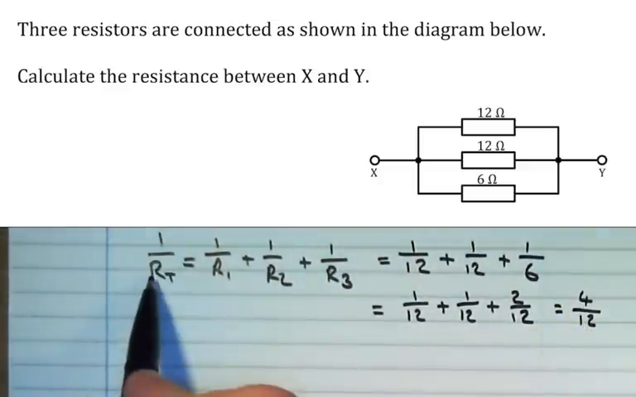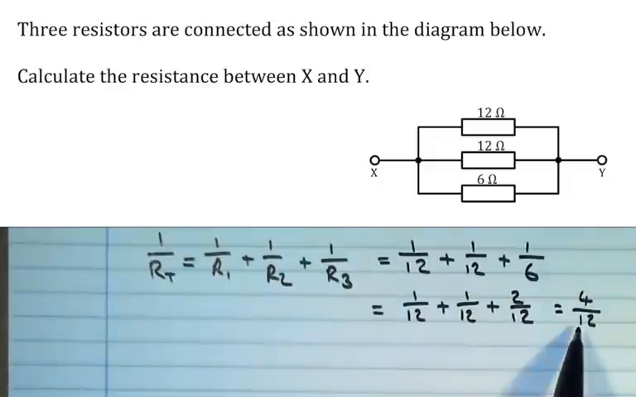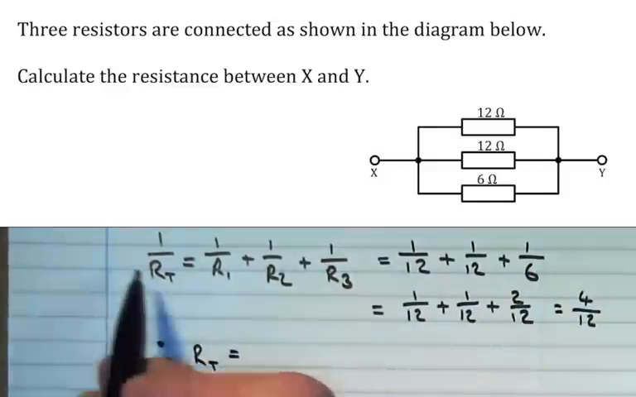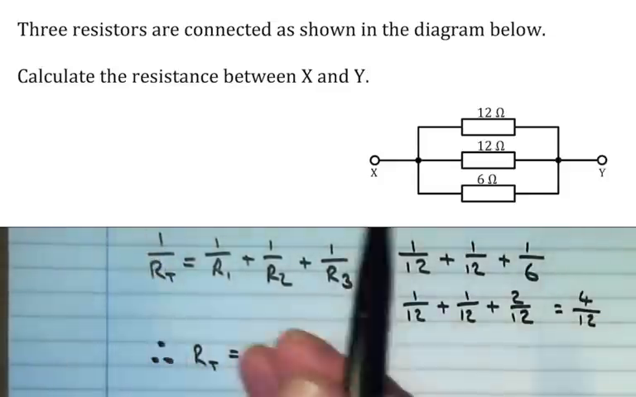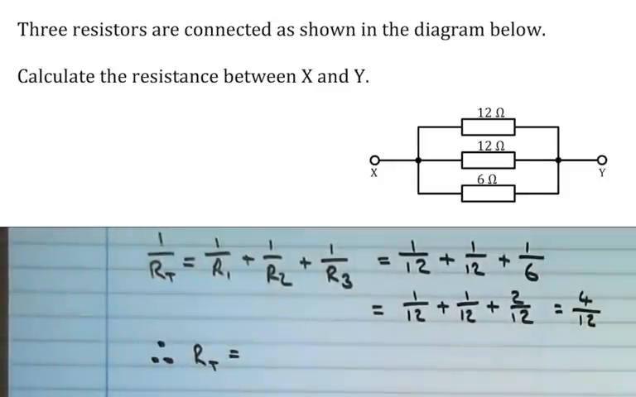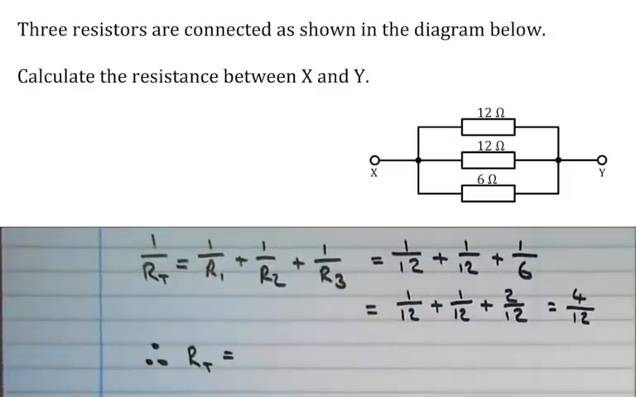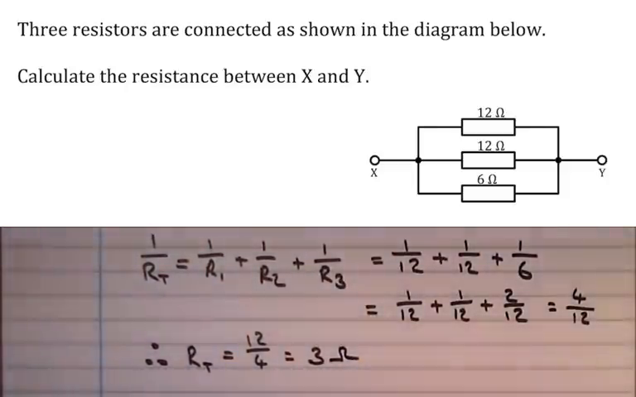So if 1 over RT is 4 over 12, on a separate line, the total resistance, we're flipping this upside down to give us RT over 1, which is RT, the effective resistance. So RT, as I said, we're flipping this side upside down. 12 over 4 is equal to 3 ohms. There we go. A question like that would normally just come up in the multiple choice question.